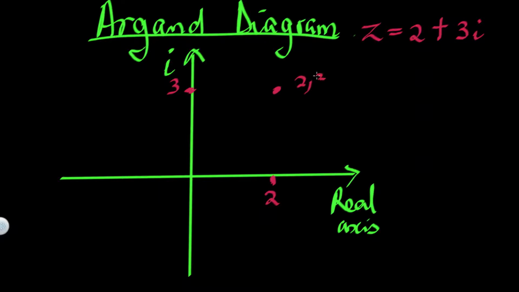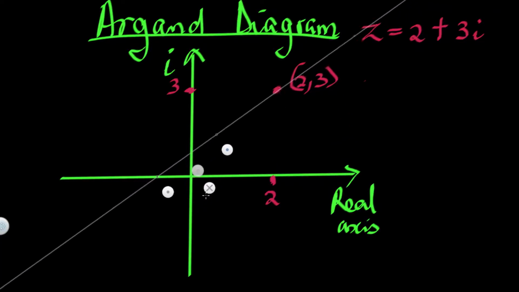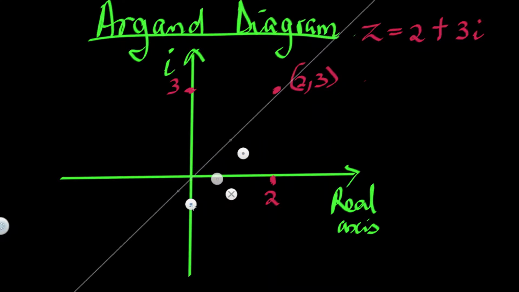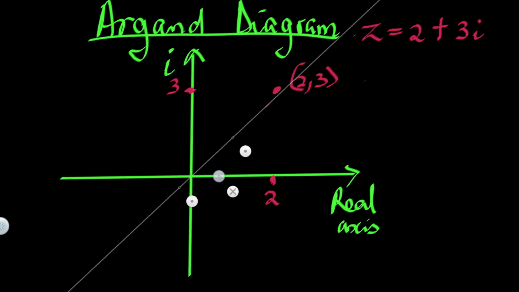So this point is (2, 3). These are the coordinates of this point, the 2 representing the real part and the 3 representing the imaginary part. If I draw a line from the origin to this point, the length of this line is going to be r.